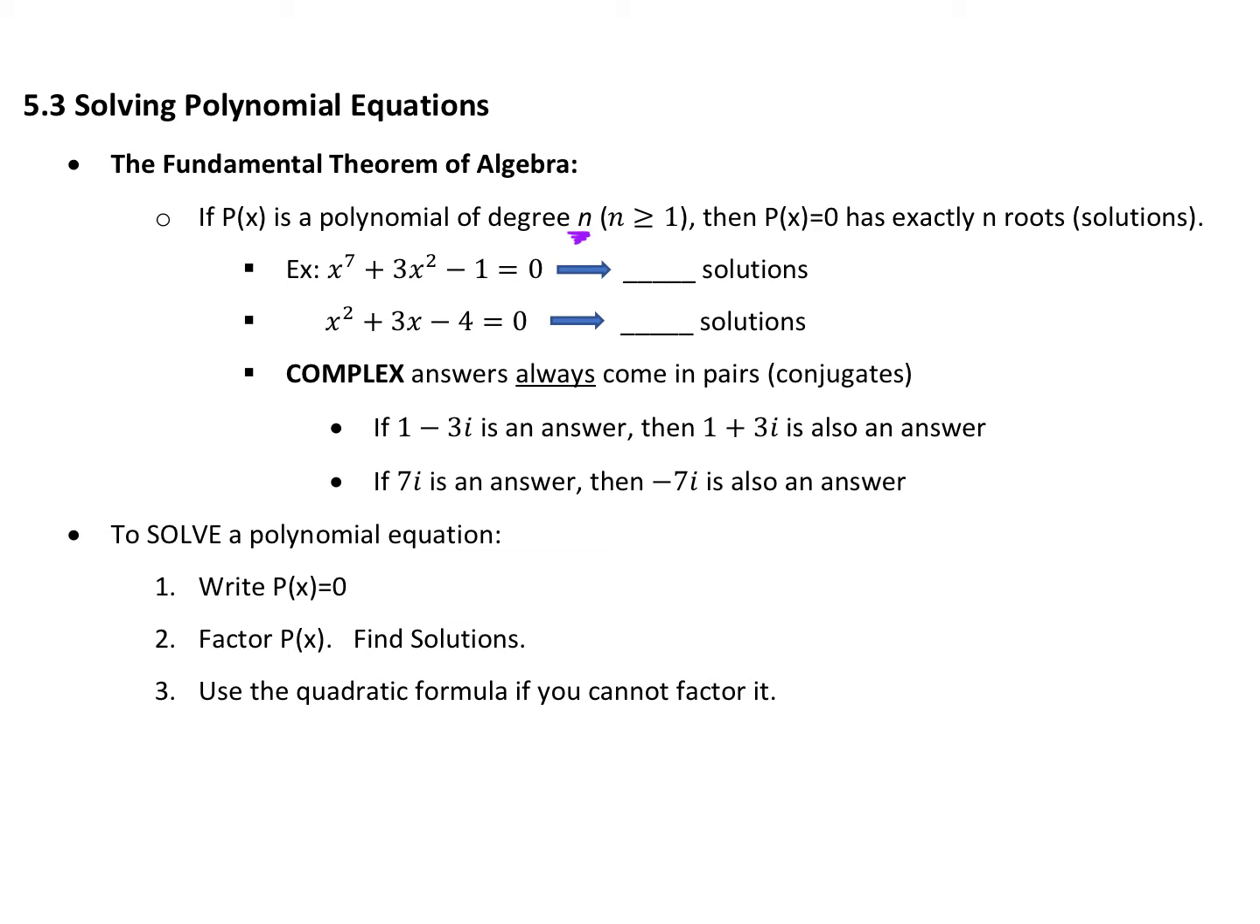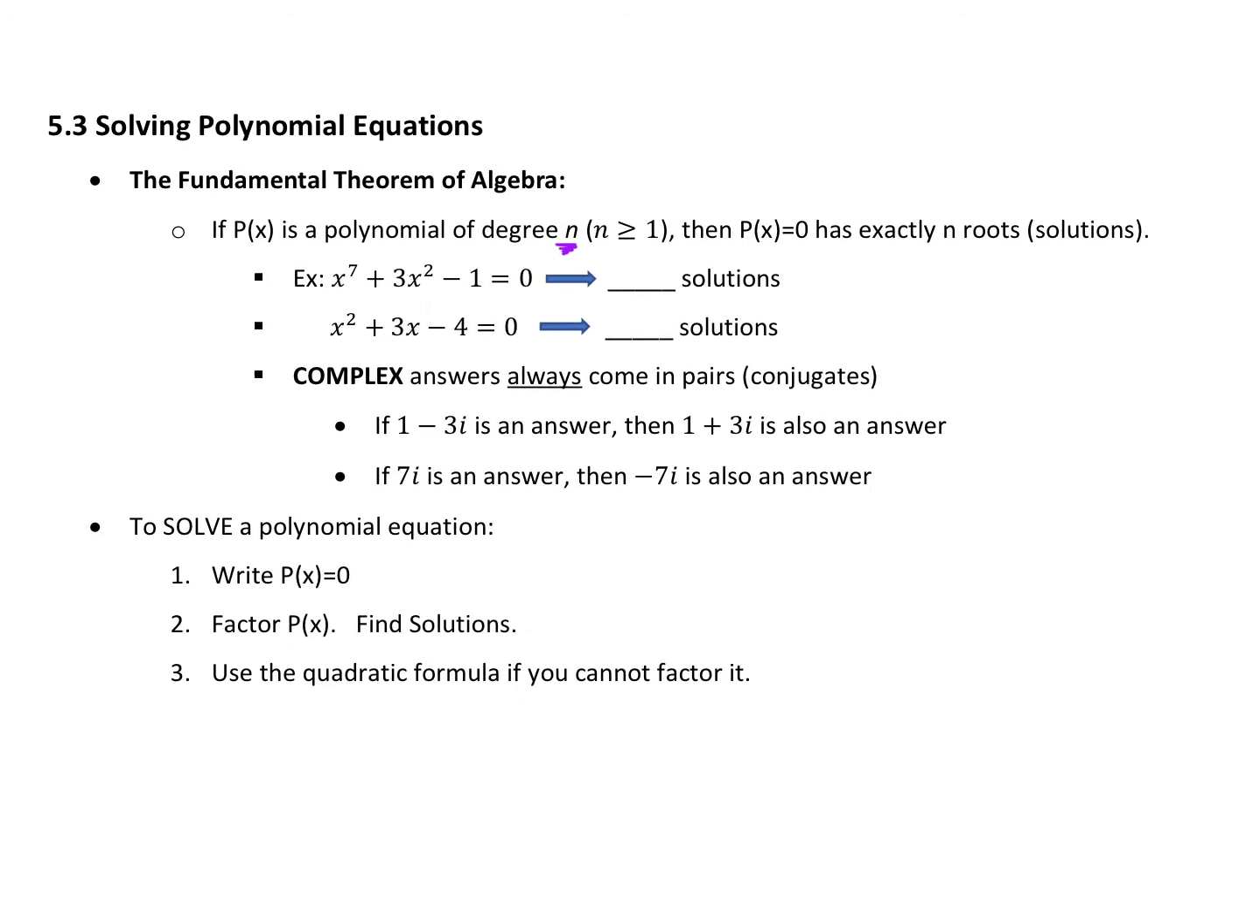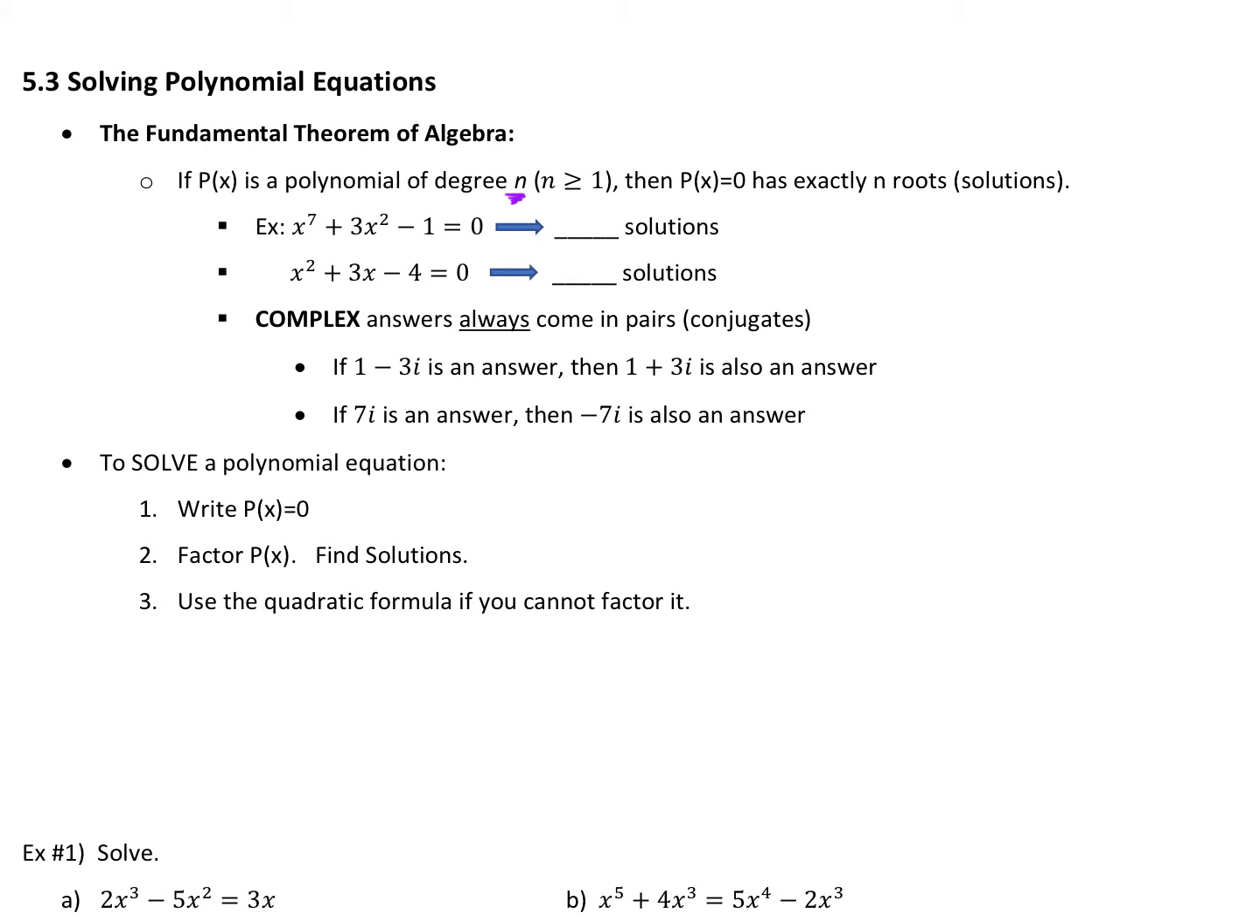Do you remember how you find the degree, first of all? It's the exponent on the monomial. The largest exponent, right? It's your largest exponent on any monomial in the polynomial that you're working with. So it says then p of x equals 0 has exactly n roots or n solutions, okay?